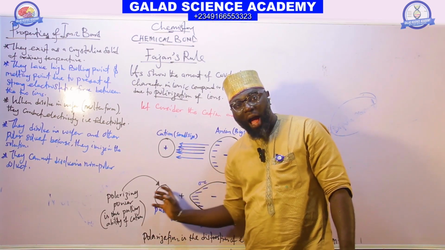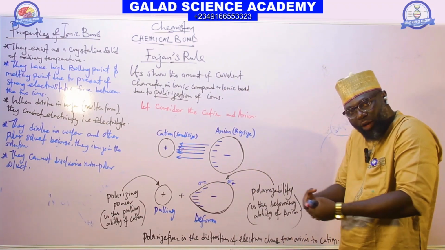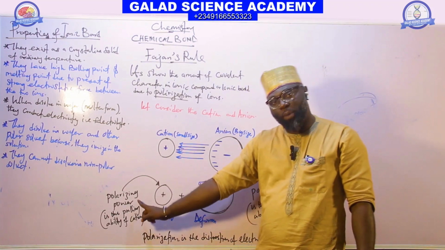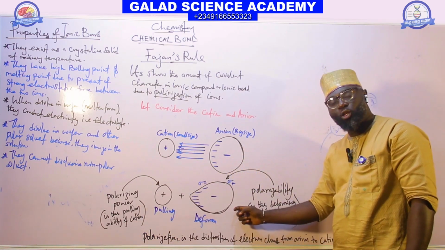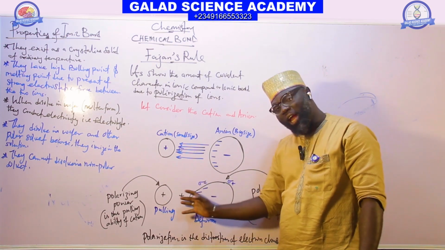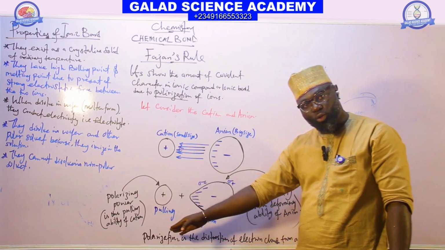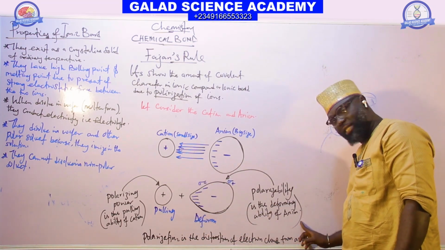cation to pull the electron cloud to itself is called polarizing power. But the ability of anion to deform the electron cloud towards the cation is called polarizability.